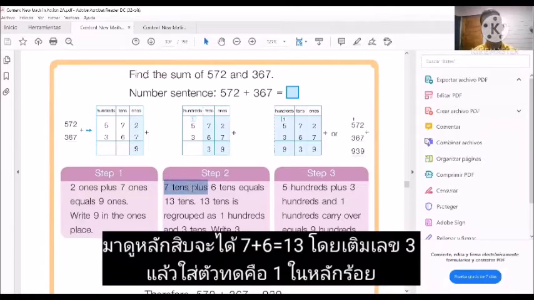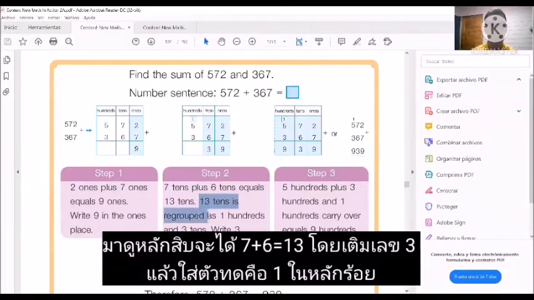7 tens plus 6 tens equals 13 tens. Okay, here there is a problem because we have just one space to fill a number, and we have a number with 2 digits. 13 has 2 digits, 1 and 3. So we cannot write 13 in tens place. We have to choose just one number. How to do it? Let's continue with the reading.